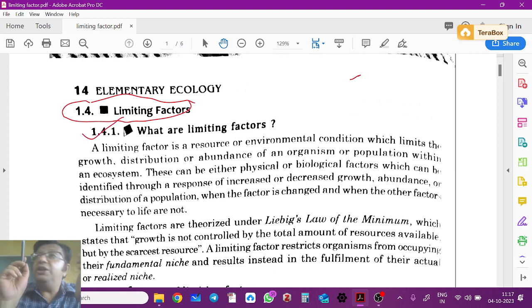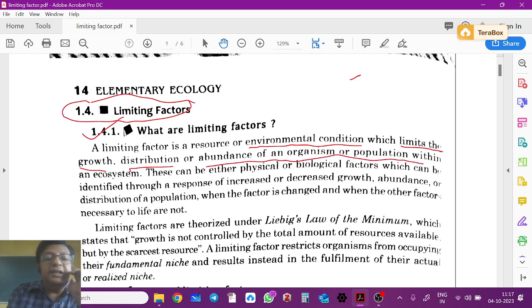So it is actually an environmental condition which limits the growth, distribution, or abundance of an organism or population within an ecosystem. So, you know what an ecosystem is? Living, non-living, interacting among themselves, that is an ecosystem. So, there is something called a limiting factor.